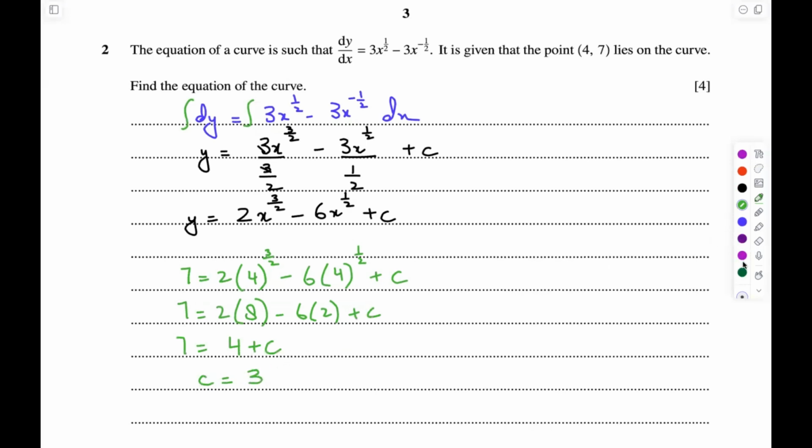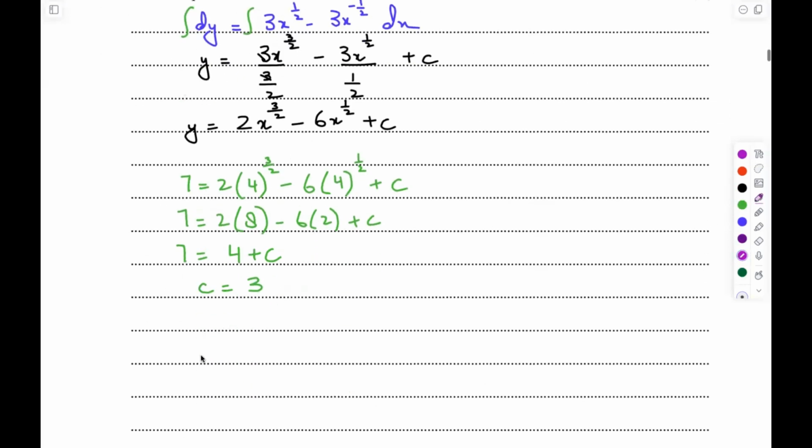Once we have the value of c, we can write the final equation as y equals 2x to the power 3 upon 2 minus 6x to the power 1 upon 2 plus 3.